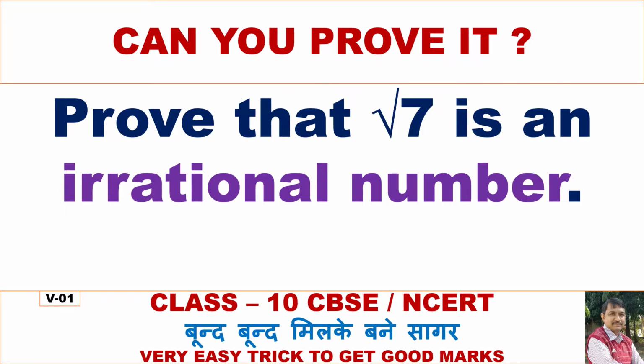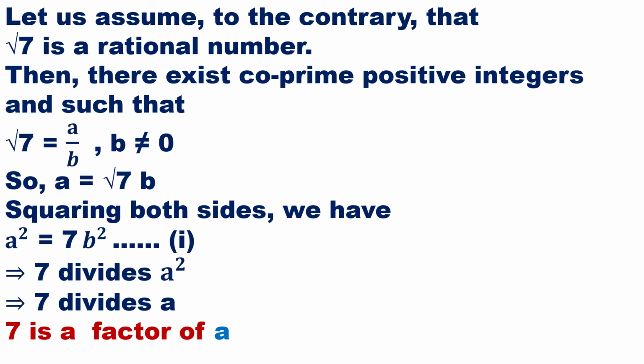Let's start now. Let us assume to the contrary that root 7 is a rational number. Okay, if we let it be a rational number, then we have to write here that a and b are co-prime. If root 7 is equal to a upon b, inside the bracket if you want, otherwise it is sufficient to write there co-prime positive integers, such that root 7 is equal to a upon b and b is not equal to 0, right?